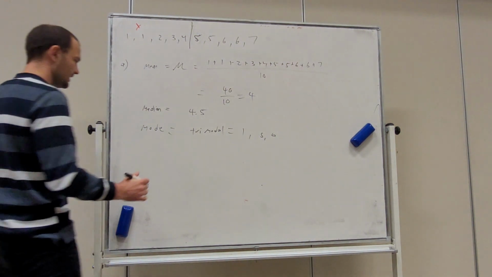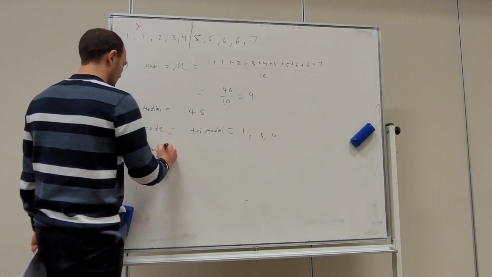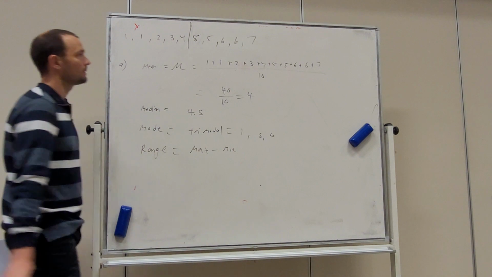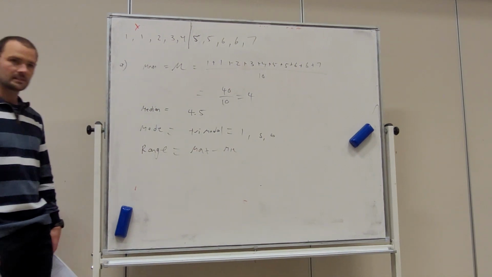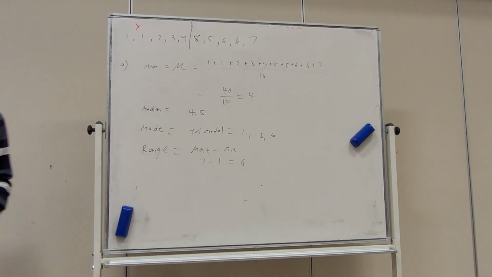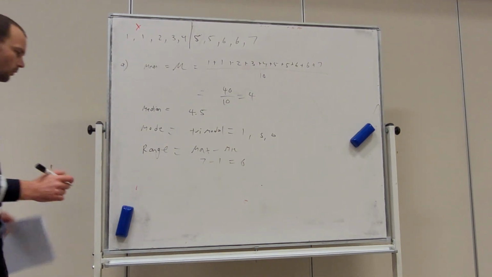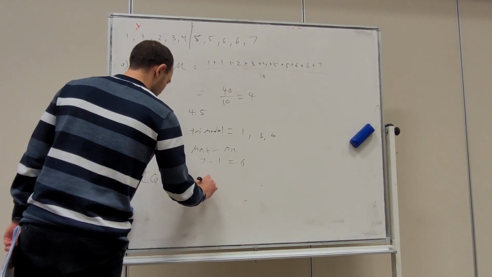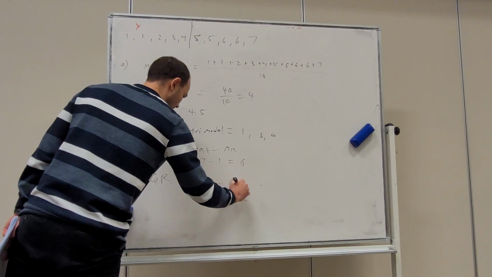Okay, let's do the range. The range is just the highest value take the lowest value. The maximum take the minimum. So we have 7 take 1, and that's going to be 6. Our range is 6. The interquartile range is a bit trickier. The interquartile range is Q3 take away Q1.